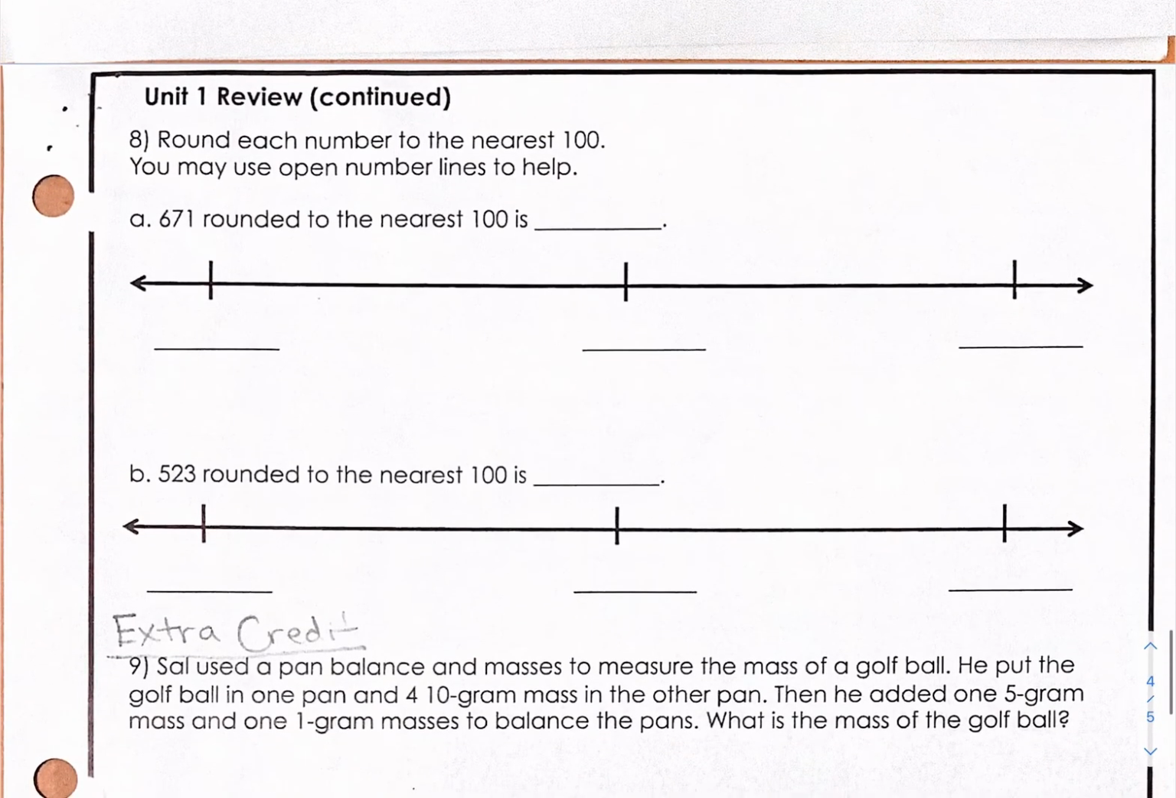Moving on to the instructions for number 8. Round each number to the nearest 100. So this is where we're dealing with hundreds. So for 671, think what is the hundreds if I go all the way down? It would go to 600, and what is 100 higher? 700, and then think what goes in the middle and where would the number fit. And for B, you are using 523.